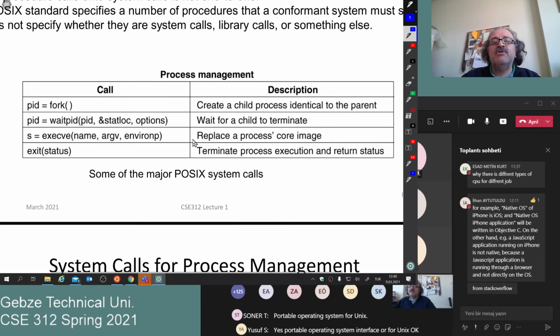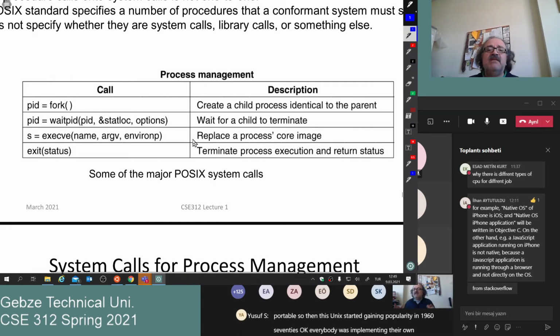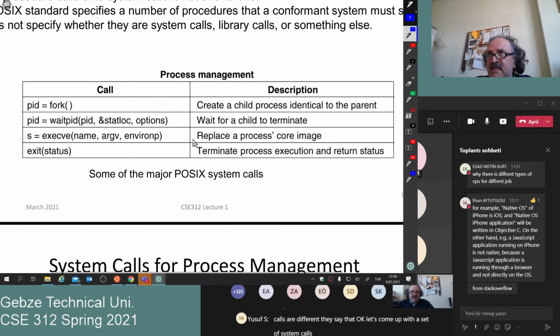So when Unix started gaining popularity in the 1960s and 70s, everybody was implementing their own Unix variant. They said it is impossible to write a C program for all these Unix systems because their system calls are different. So they said, let's come up with a set of system calls and make this a standard. They came up with 100 system calls, and each one has a different task to do. Some of these system calls are for process management.